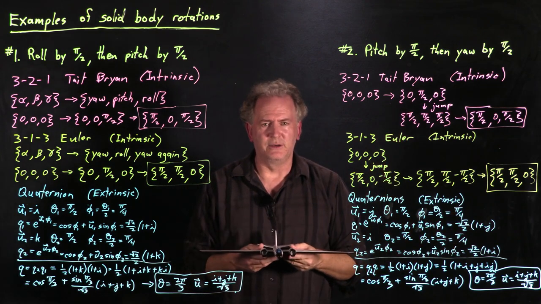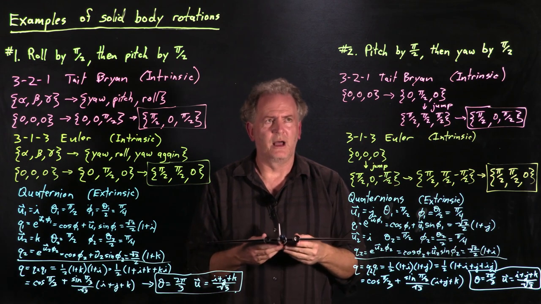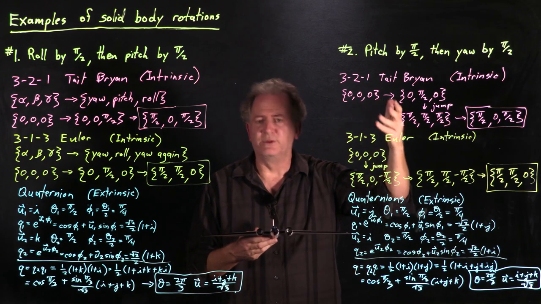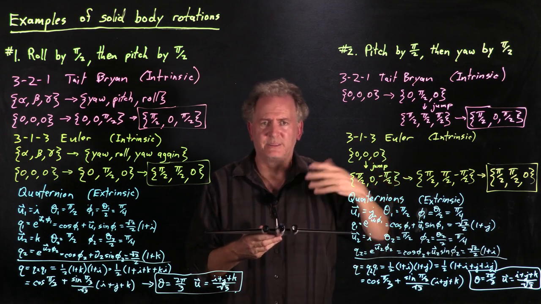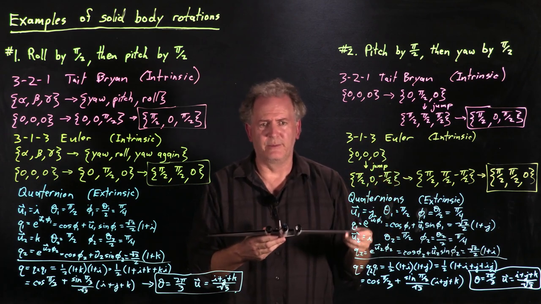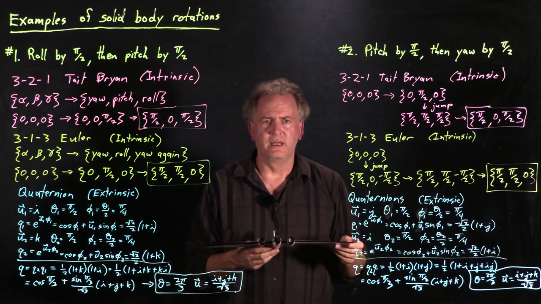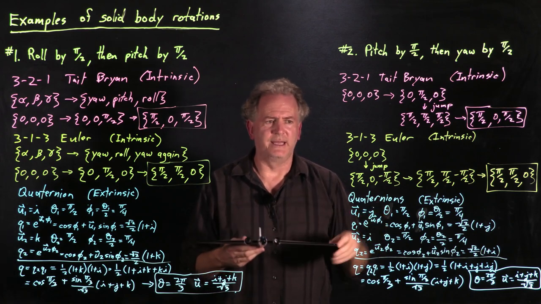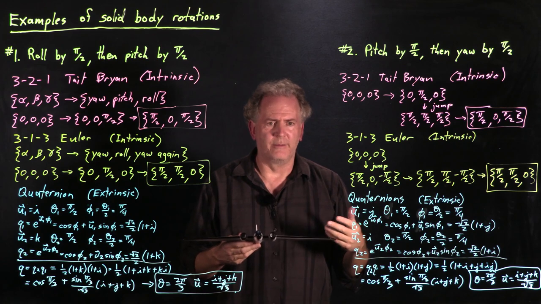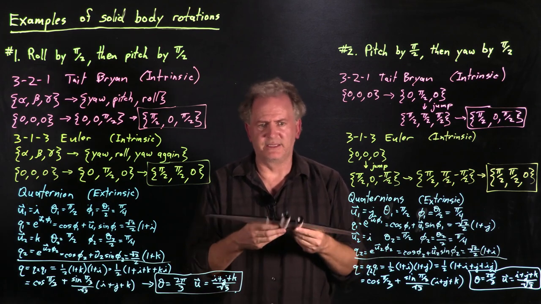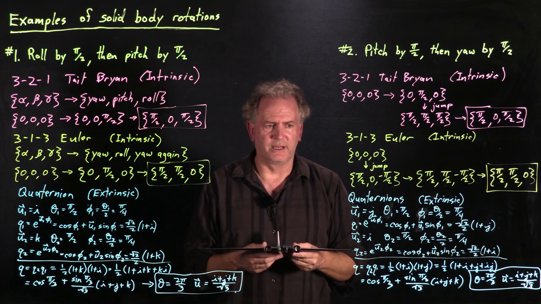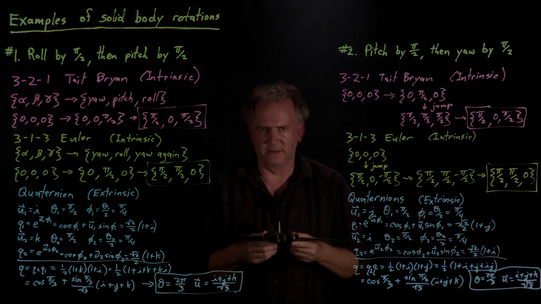What we need to do next is to figure out how these representations of orientations evolve in time, and specifically how they evolve in time when forces and torques are applied to the body, in order to get to a dynamic description of how the orientation of the vehicle changes in time as forces and torques are applied. And we'll discuss that in the upcoming video.